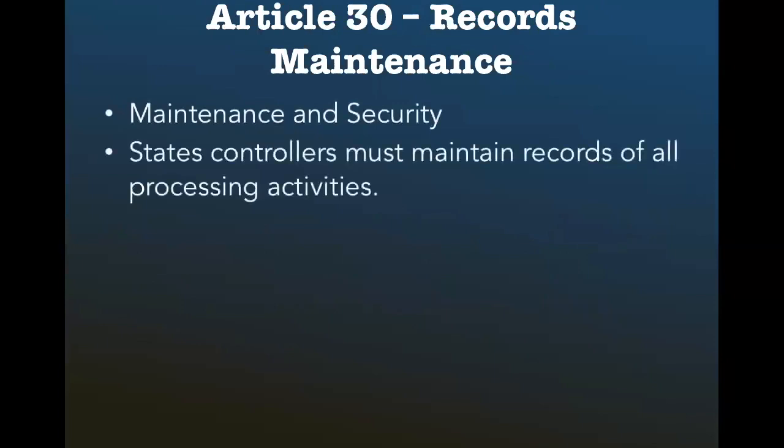So the next article is Article 30, records maintenance. And this refers to maintenance and security. It states that controllers must maintain records of all processing activity. Thankfully, this is really easy to do with something like MailChimp. We can see the emails we've sent out. We can see the automations that someone has been through, or the series that someone has been through, or the different lists that they're on. So it's really easy to maintain records.